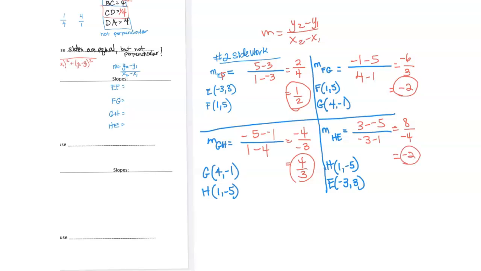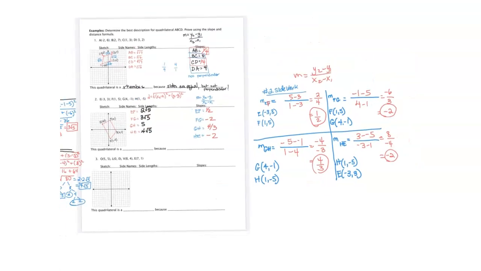So filling in our slopes, EF has a slope of 1/2. FG has a slope of negative 2. GH has a slope of 4 over 3. And HE has a slope of negative 2.